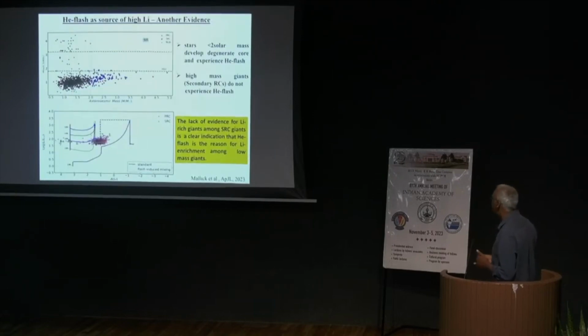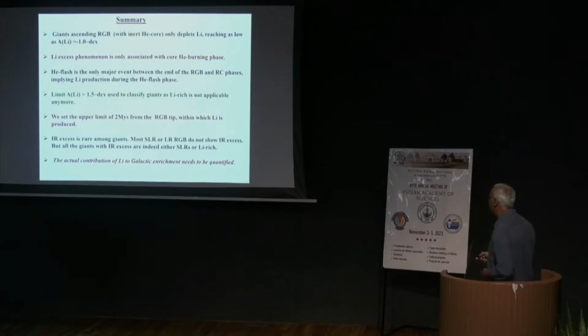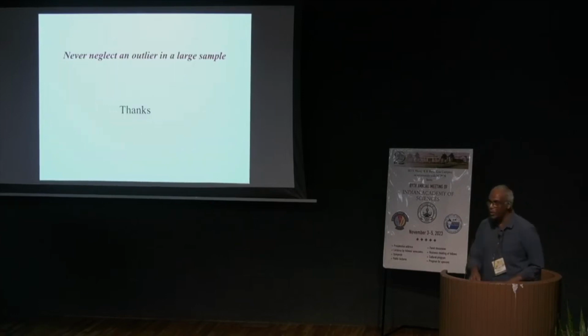Okay, I'm not going to the third evidence, but I just wanted to say that the helium flash is what is producing lithium. Inspired by this, more than a dozen theoretical papers came out, and we had to see which one really works. Of course, we also need to come up with some quantification of how much this lithium contributes to galactic chemical evolution. Another thing is that none of these stars show infrared excess, so we don't know what's happening there. So, thank you very much.